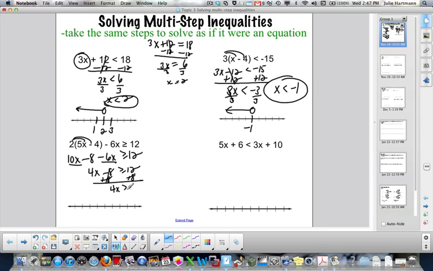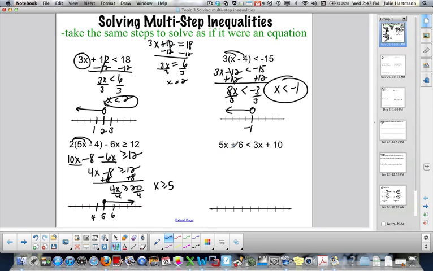You get 4x is greater than or equal to 20. Divide by 4, x is greater than or equal to 5. Okay, put a 5, greater than or equal to is closed, greater than to the right.